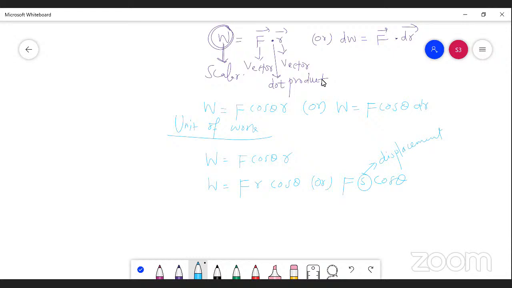Now we will see how we derive the unit of work. We want to derive the unit of work. The SI unit of work is joule. Now the equivalent unit of joule.